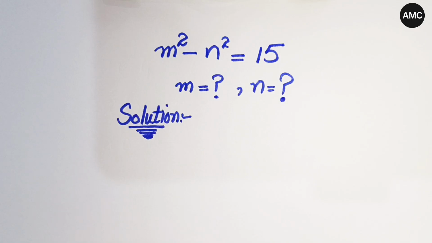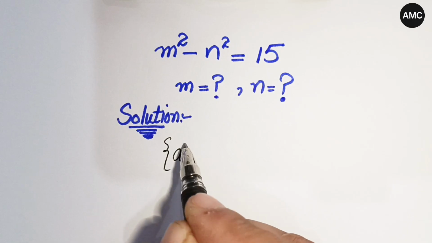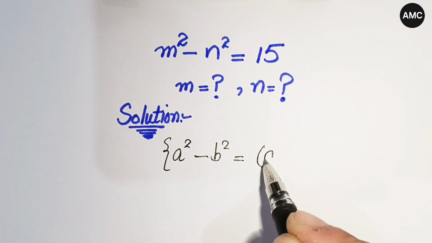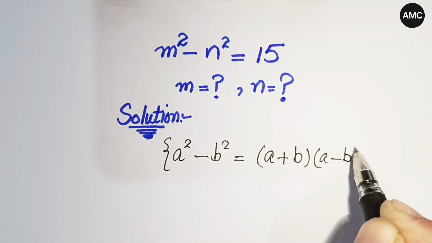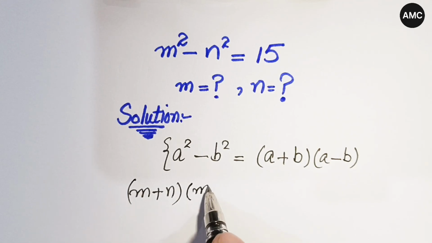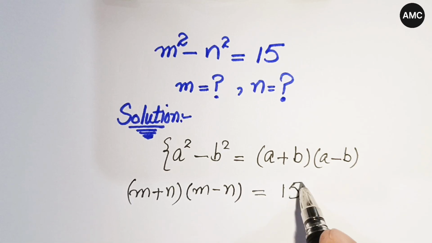Now starting our solution, as here we know that by algebraic identity, if we have a squared minus b squared, then it is equal to a plus b times a minus b. So here m squared minus n squared will be m plus n times m minus n, that is equal to 15.